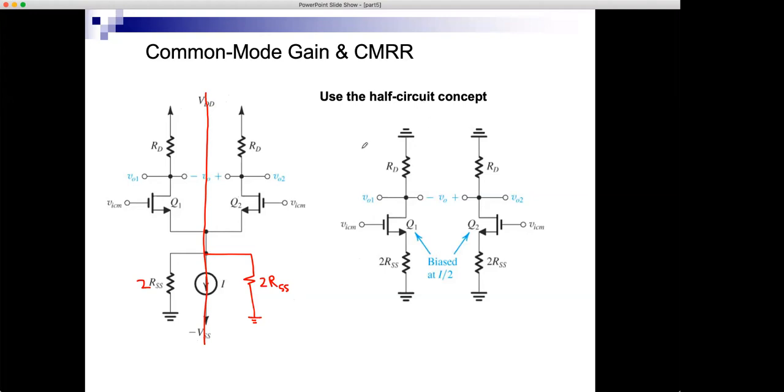And this is what we get. This is one half of the circuit, and this is the other half of the circuit. This is the half, and this is the half. The two halves in this case are exactly the same.